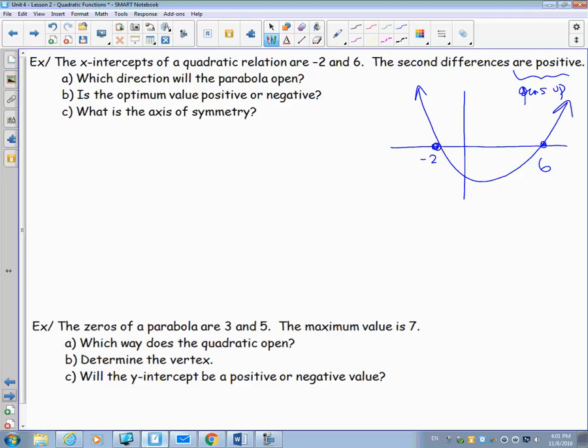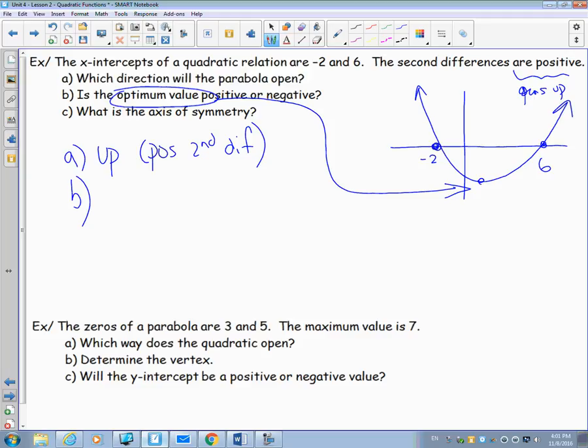Part A says, which way does it open? Well, my picture, it opens up. I also knew that because it had positive second differences. Part B, is the optimal value positive or negative? Well, an optimal value is the highest or lowest value you ever reach. It's the y part of the vertex. That's down here. That's in the negatives. So my answer must be negative.